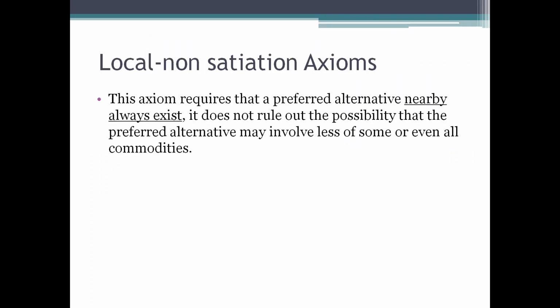This axiom requires that a preferred alternative nearby always exists. So it says that you will always find, arbitrarily close, a very near neighbor consumption bundle to x naught. But this axiom does not rule out the possibility that the preferred alternative may involve less of some or even all commodities.